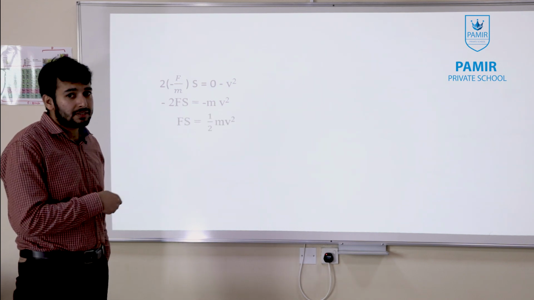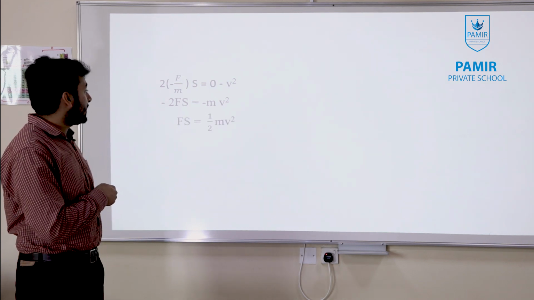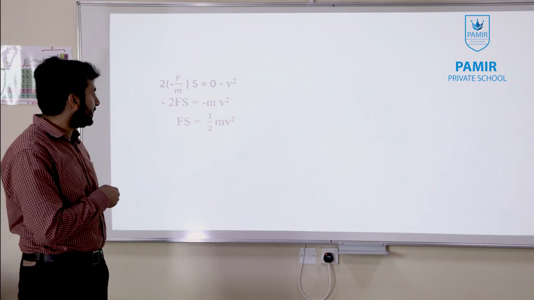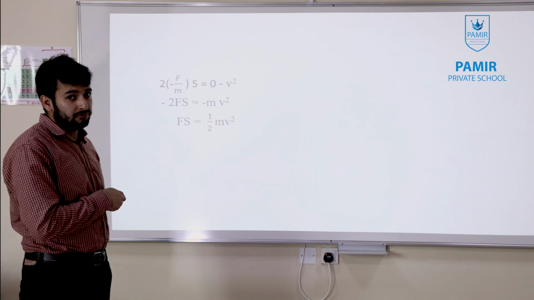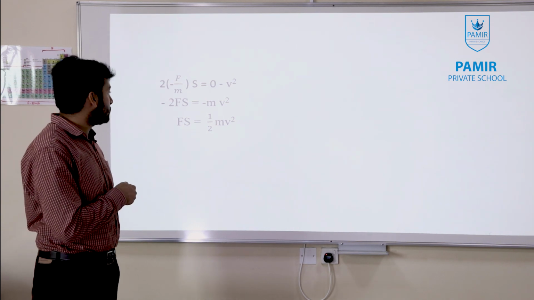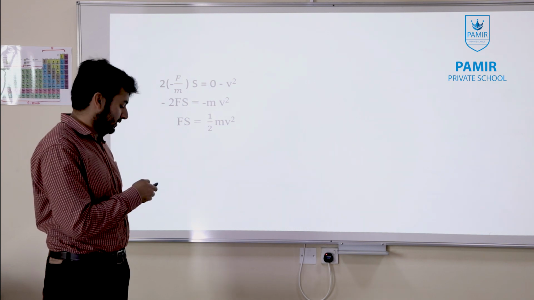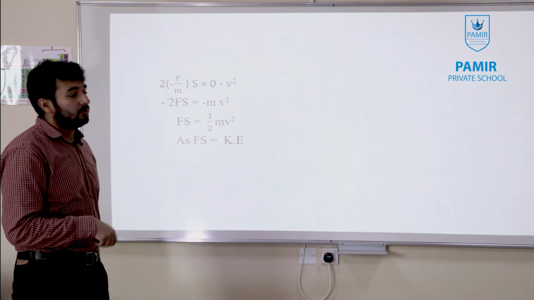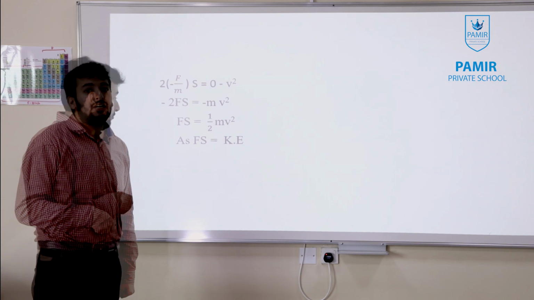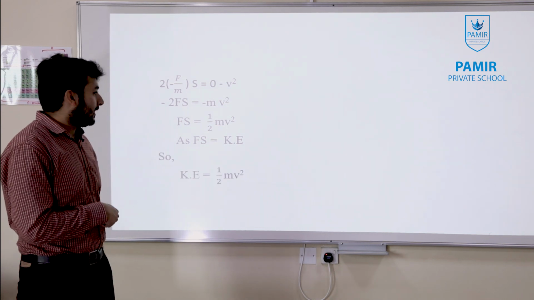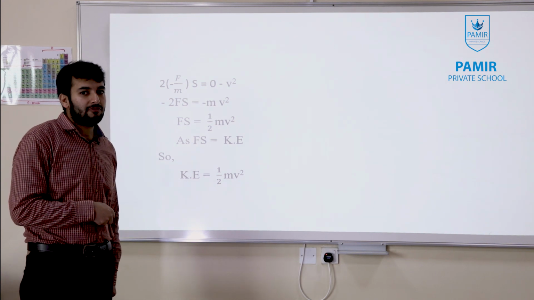Then after rearranging more, this negative sign will cancel with the other negative sign. The 2 is multiplying here, so it will be divided on the other side. We have already decided that work done is equal to kinetic energy. So we have proved that kinetic energy is equal to half mv square.